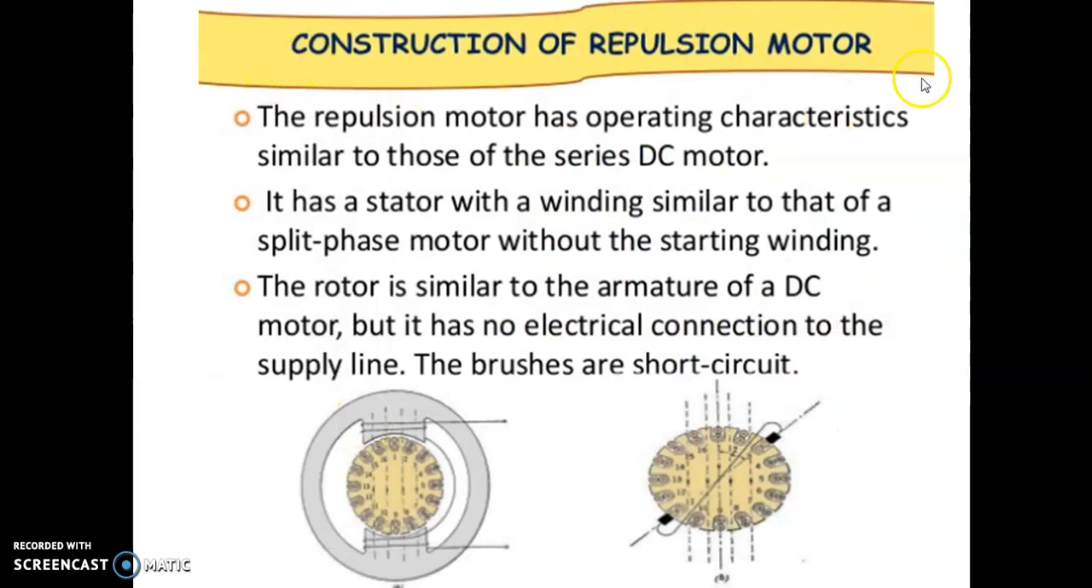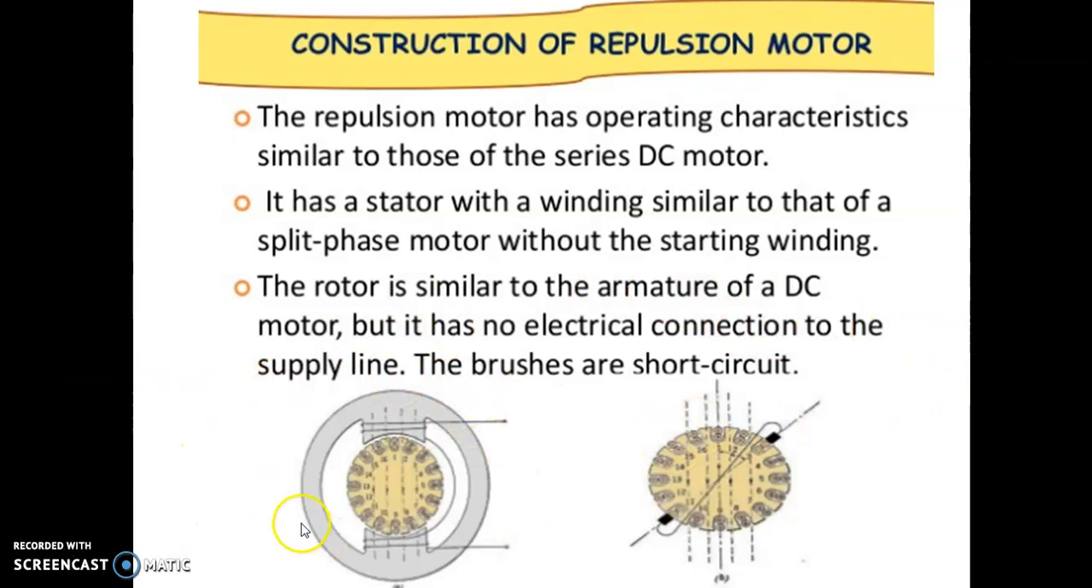Let us discuss the construction of the repulsion motor in detail. The repulsion motor has operating characteristics similar to that of a DC series motor. It has a stator winding which is very much similar to the stator winding of a split phase motor, but without starting winding. The rotor is similar to that of an armature of a DC motor, but it has no electrical connection to the supply. The brushes are normally short circuited.